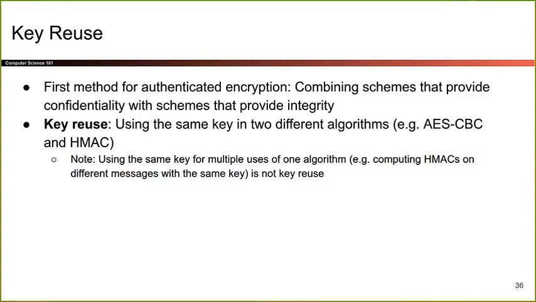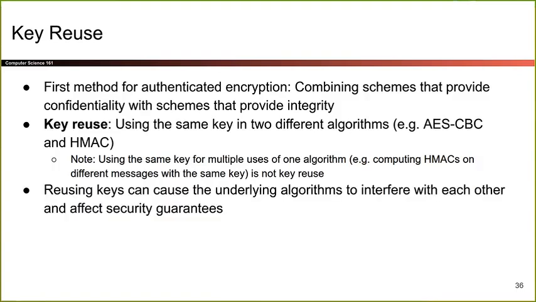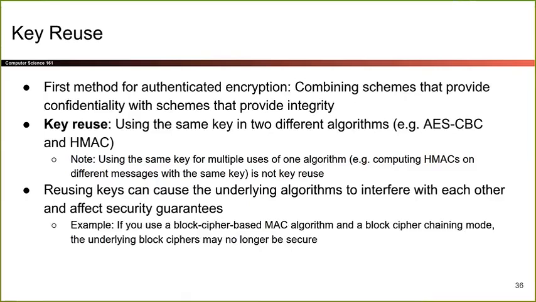This is saying I have two different algorithms, one of them for confidentiality, one of them for integrity, and I use the same key on both of them. That's key reuse. If you do key reuse, you can actually cause the algorithms to interfere with each other. They can do weird things that affect your security guarantees. So maybe AES-CBC by itself is secure, HMAC by itself is secure, but if I plug in the same key on both of them, they might do weird things that contradict and interfere with each other. This is especially true if they use the same underlying algorithms and blocks.